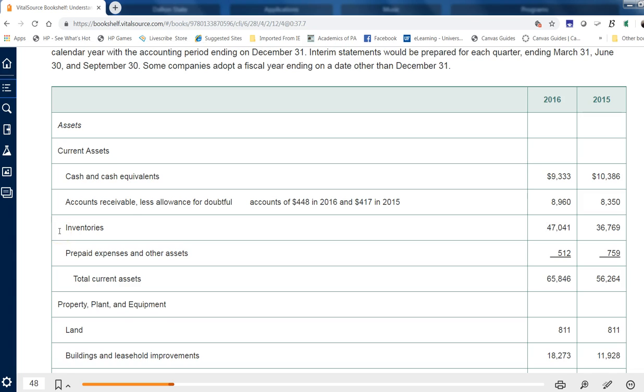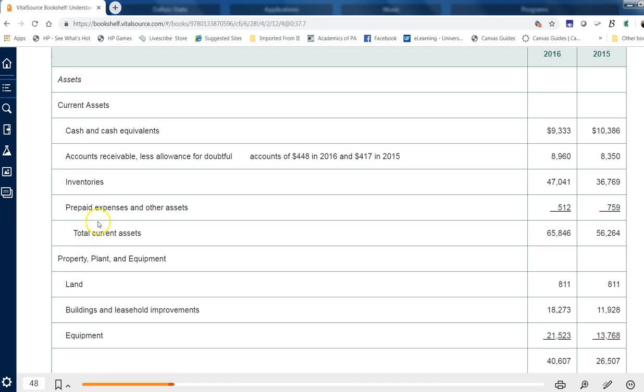Inventories, remember right here it just says inventories and we have dollar amounts for them. So we know the valuation in terms of the dollar amounts, but we don't know the method of valuation. We don't know if they use LIFO, FIFO, or average cost, or some other method. And so, again, you would have to dip into the notes to be able to determine how they value their inventory. Then you've got prepaid expenses and other assets, and then your total current assets for the period.